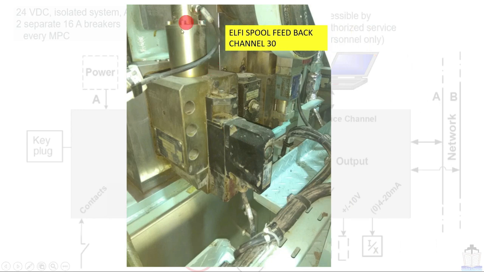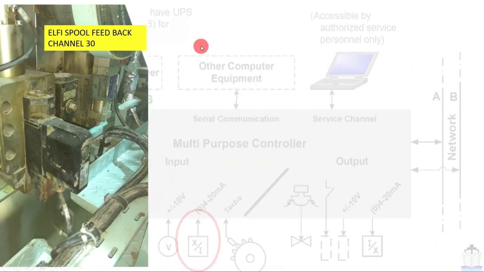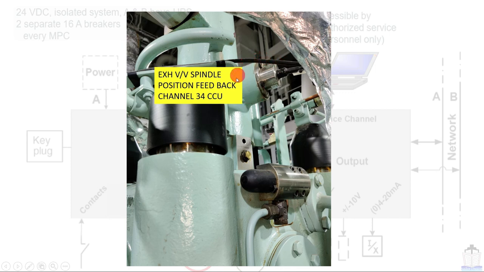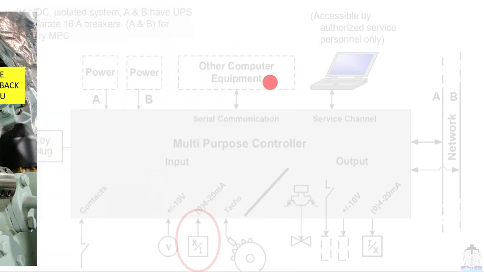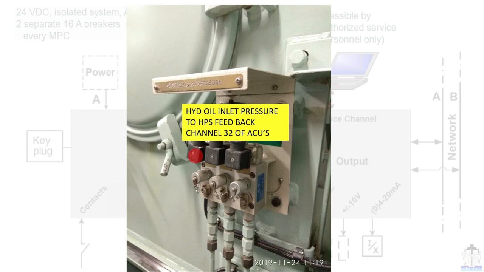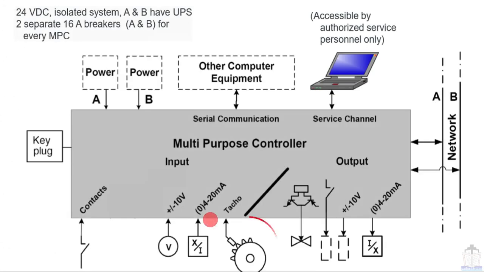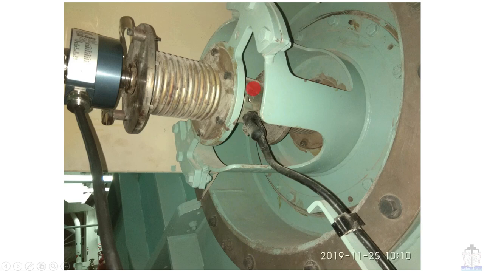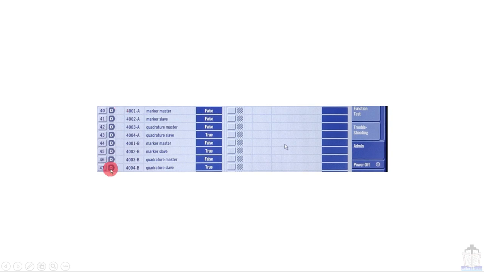Here this is channel number 30, 4 to 20 milliampere input. Again, this is the exhaust valve spindle position feedback, channel number 34, CCU 4 to 20 milliampere input. This is hydraulic oil inlet pressure, around 2 bar, channel number 32 of all ECUs. Next component is the tacho. Tacho is used for the fast digital input. Here these are the tachos, tacho A and tacho B. They send fast digital input to channel number 40 to 47.